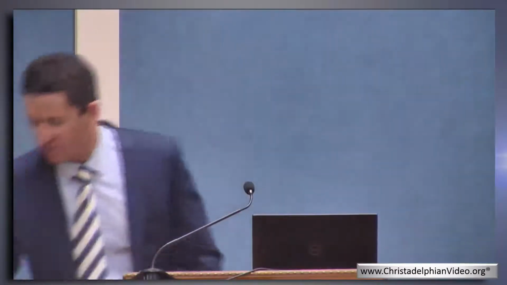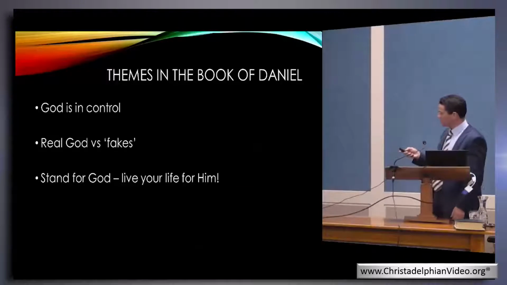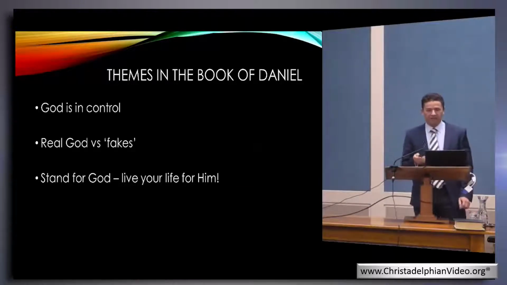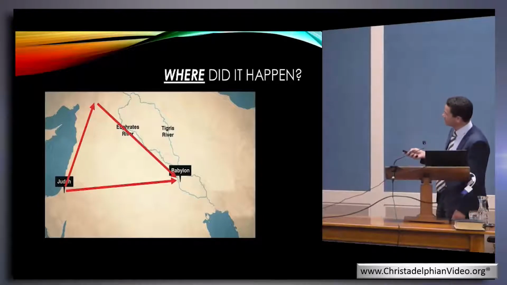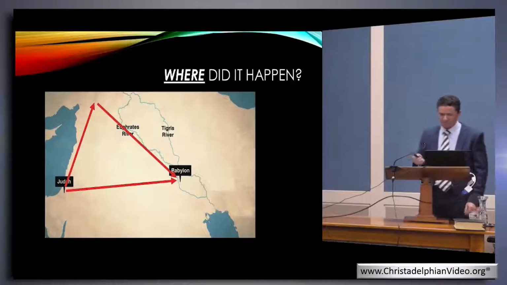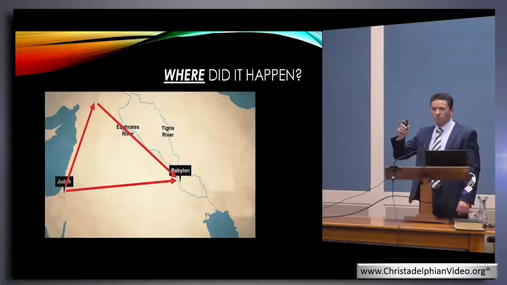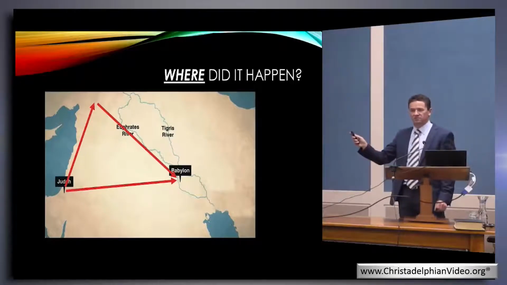So, I'll start off with where did it happen, and I don't know if we can actually see that there, but we know the map of the Middle East reasonably well. We've got Judah over here and Babylon over here, and there's 2 ways that you can get there. You can either go straight there, or you can go up and then back down again.